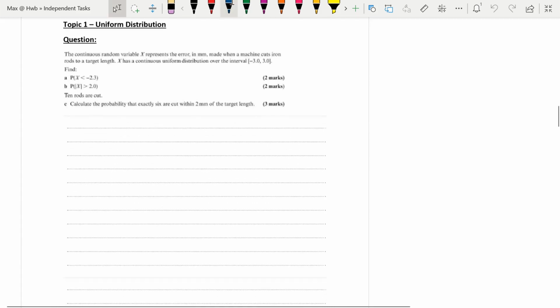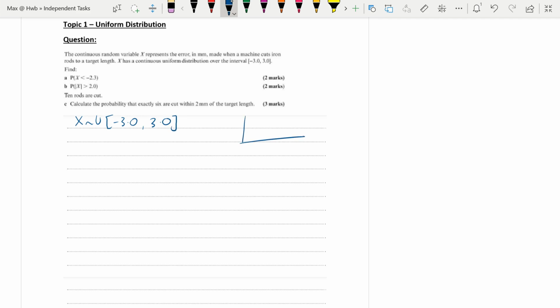So topic 1 was a uniform distribution. So I've got the continuous random variable x represents the error in millimeters made when a machine cuts iron rods to a target length. X is continuously uniformly distributed with an interval of -3 up to 3. So what I'm going to do first, before I go any further, is write my distribution out so I know what I'm working with. This is something that we should do anyway if it's not defined, but if it is defined, I still highly recommend that you do it so you know what we're looking at, okay?